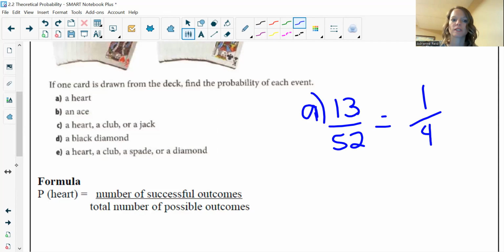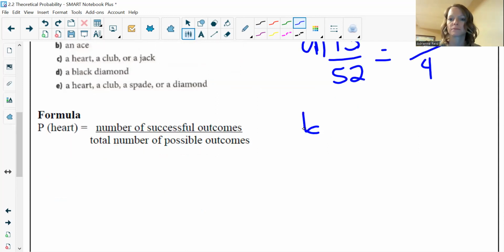How about an ace? Well, we just did this one. We know there's 4 aces, one of each suit, out of a total of 52. So that's a 1 out of 13 chance.